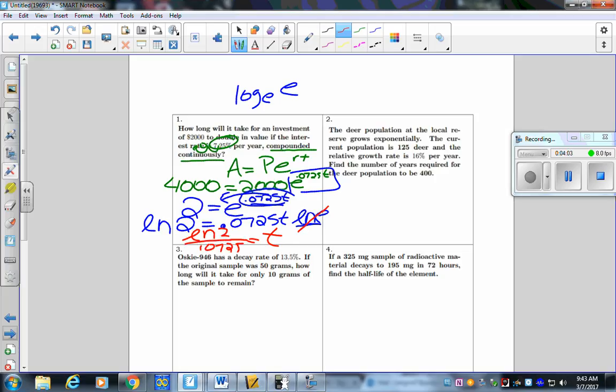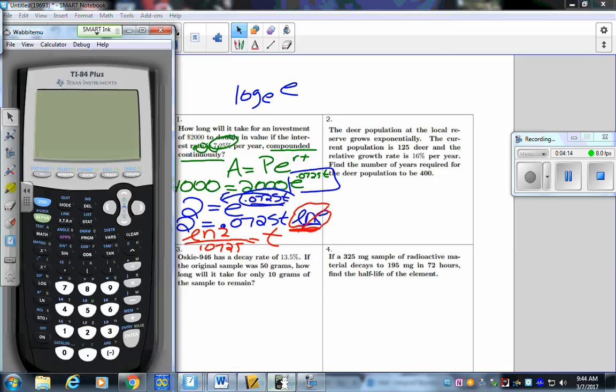If you didn't recognize this and you forgot, it's not the end of the world. If you typed in natural log of 2 divided by 0.0725 natural log of e, you'll get the same answer because this is just 1. So it's not going to affect your answer if you didn't recognize that.